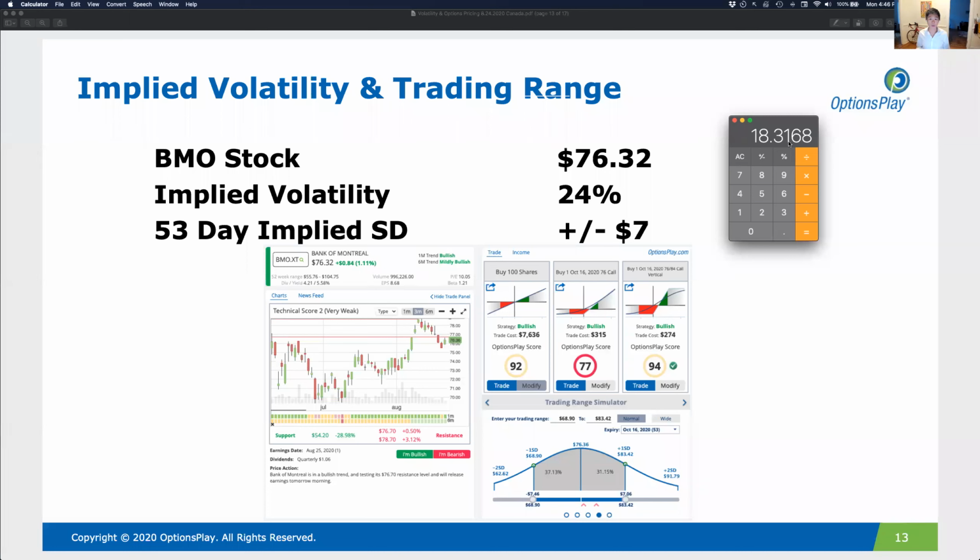But what if I'm trading earnings over the next few weeks? Well, I don't want to know what the 1 year expected move is. I might want to know what the October expected move is. And that's really where you turn to tools like OptionsPlay.